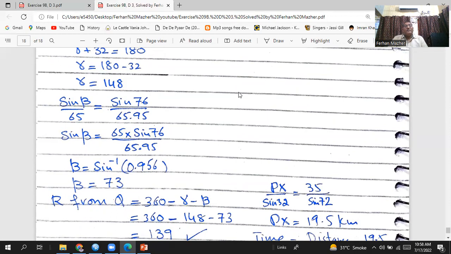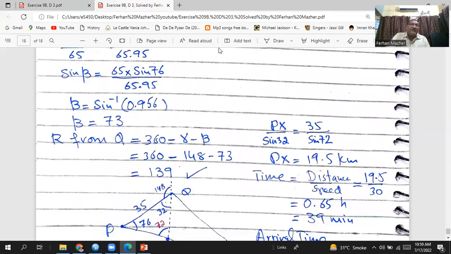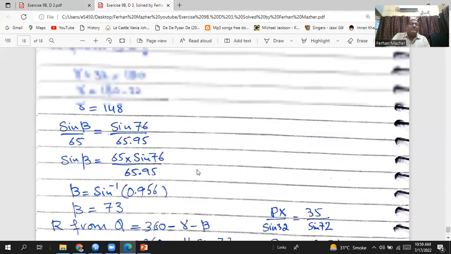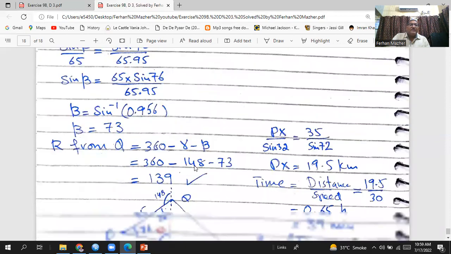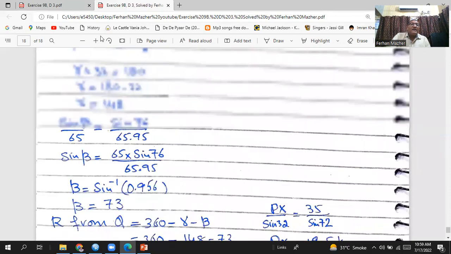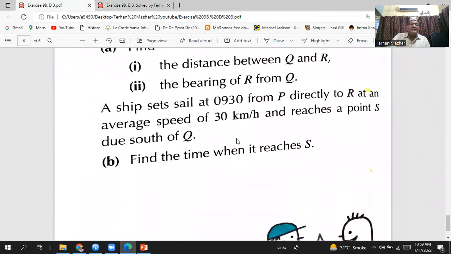Once you know the angle beta and the angle gamma, you can find the bearing of R from Q. That will be 360 minus gamma minus beta. So 360 minus 148 minus 73, and that will be 139. So this is how you find the bearing of R from Q. I found this angle, that is the bearing, and that's 139.